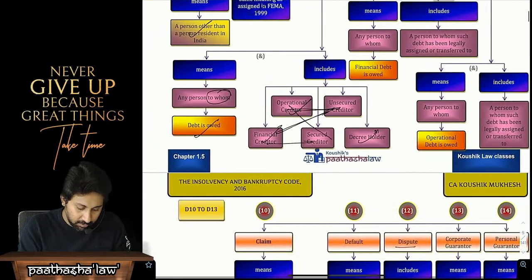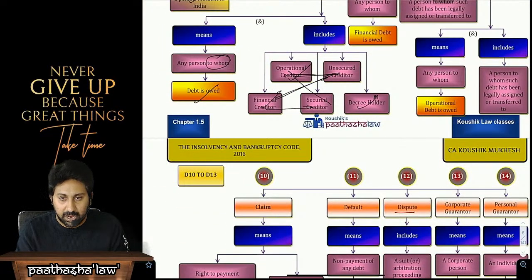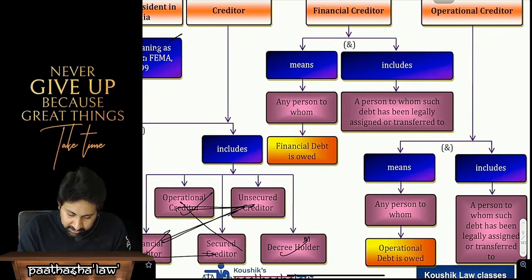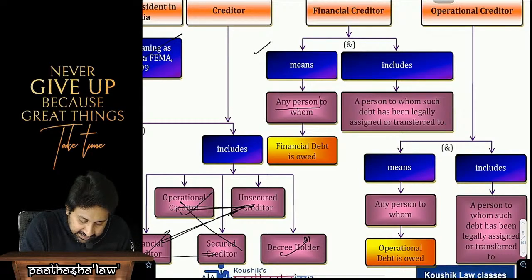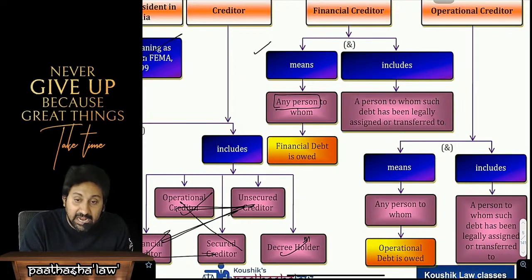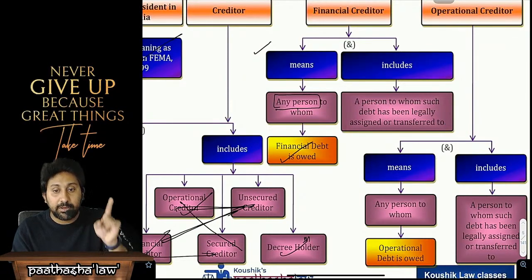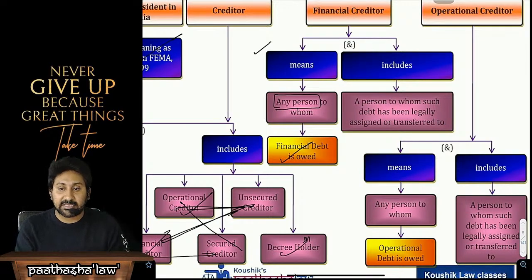Now listen carefully. Creditor means any person to whom the debt is owed and includes financial creditor and operational creditor. That financial and operational creditor can be unsecured or secured, and may also be a decree holder. Next issue, financial creditor. Who is that? Financial creditor means any person to whom a financial debt is owed. When a financial debt is owed to you, you will be called a financial creditor. Not only that, also a person to whom such a debt has been legally assigned or transferred.